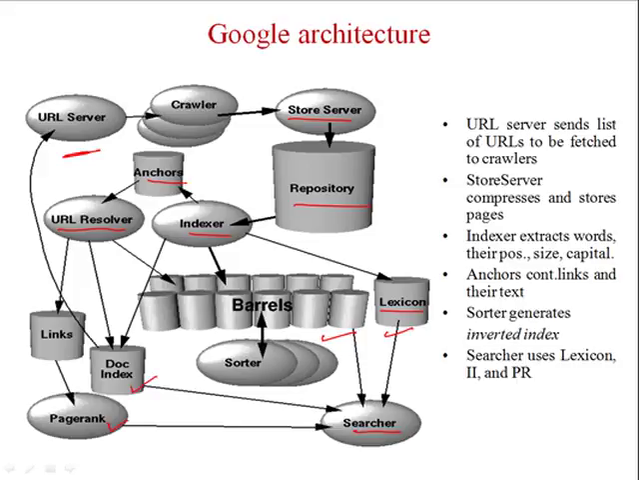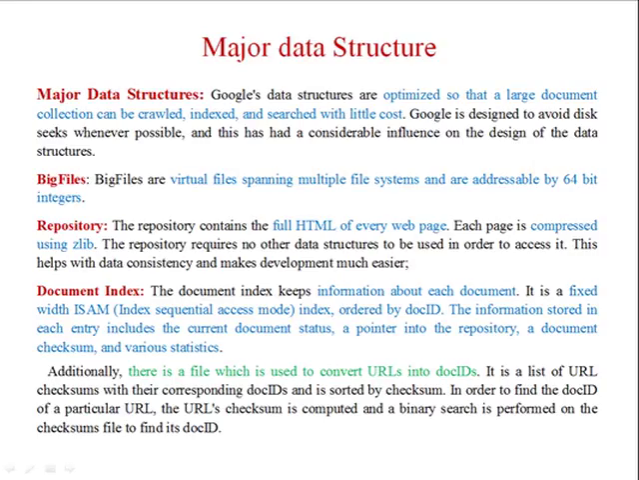So the URL server sends the list of URLs to be fetched to the crawler. The store server compresses and stores the pages. The indexer extracts the words, their position, size, capitalization, etc. Anchors counts the links and their text. The sorter generates the inverted index. The searcher uses the lexicon and page rank. So this is a general description of the Google PageRank architecture.